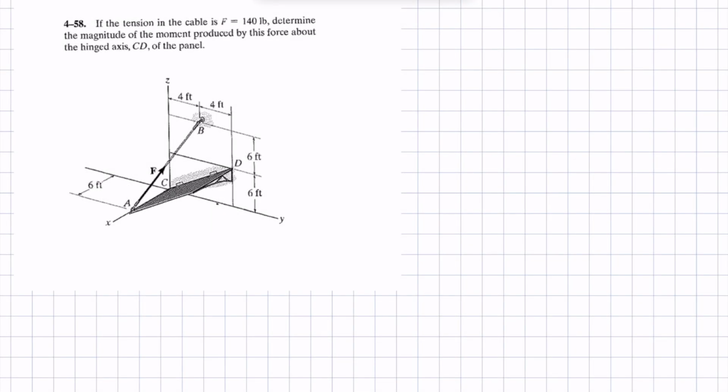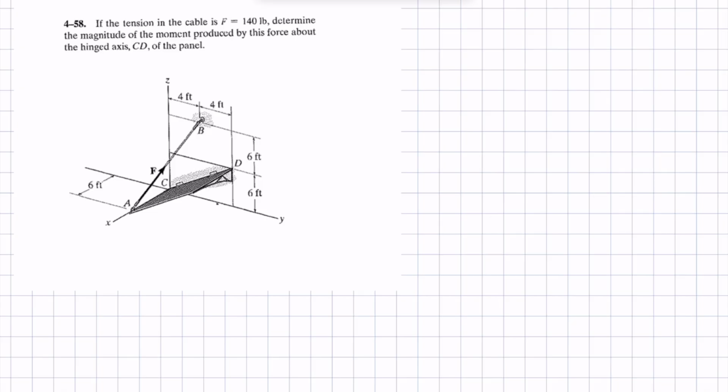Okay, this is example 458. It says if the tension in the cable is 140 pounds, determine the magnitude of the moment produced by this force about the hinged axis CD of the panel. Okay, so once again, we are going to use the scalar product.